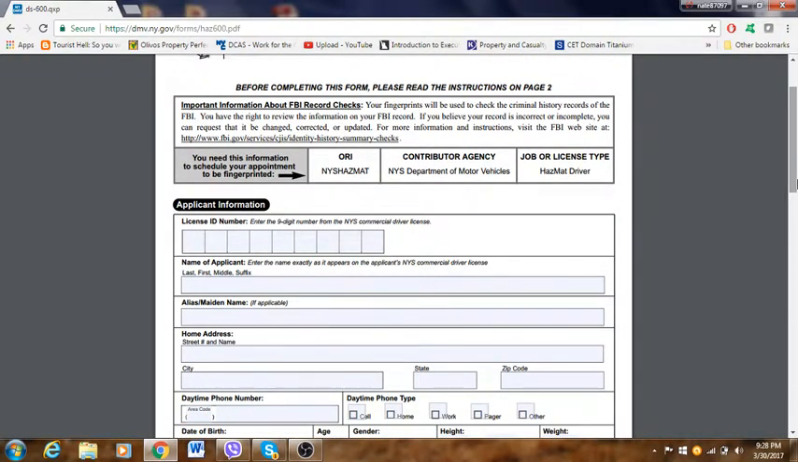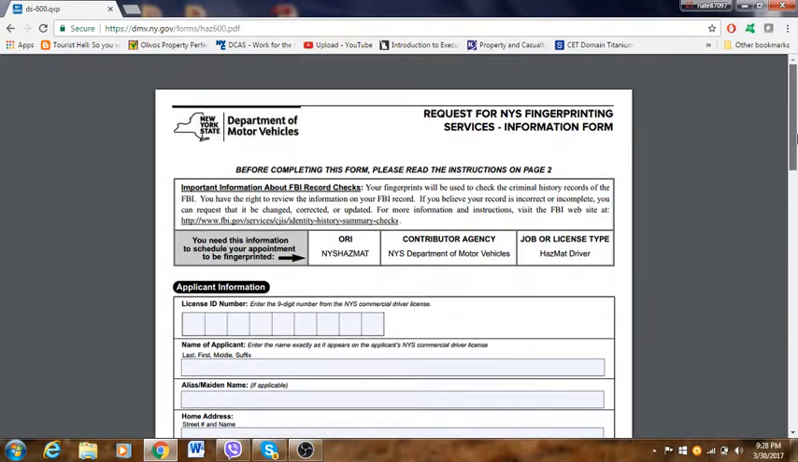Basically, you're requesting a fingerprinting. Once you go to the fingerprint station, you hand this to them, saying that I'm here for my fingerprints. But you cannot just have this and go to any station. You have to make an appointment with them, which I will let you know shortly. And that's what this form is for. It's for the fingerprints, as it's stated.